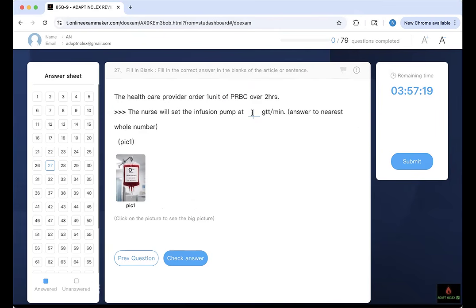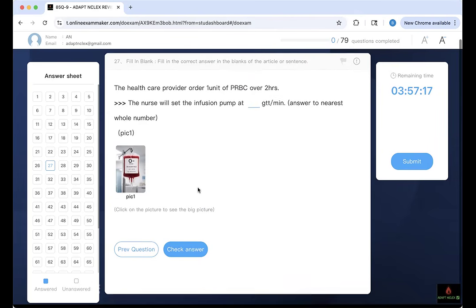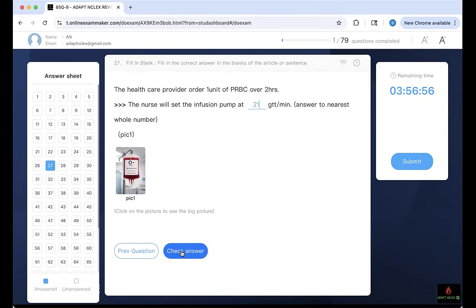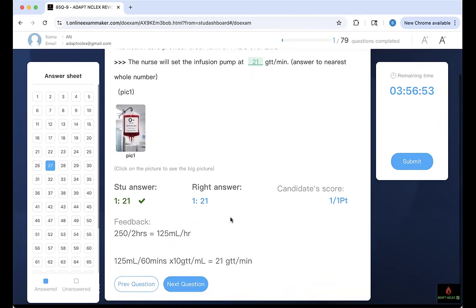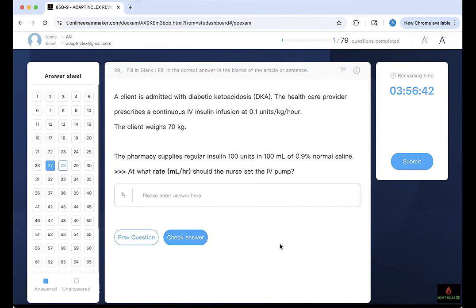We're going to put here what? And so that's our right answer. 21 drops per minute. And this is the calculation. As I've told you, that's how you can calculate it. Next question is the same thing.